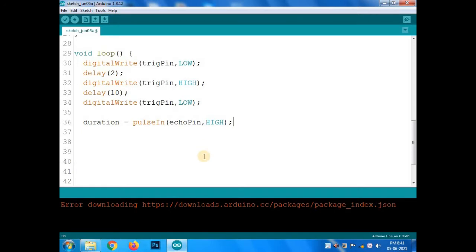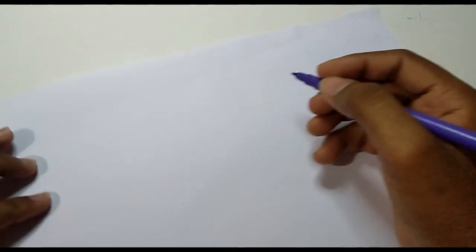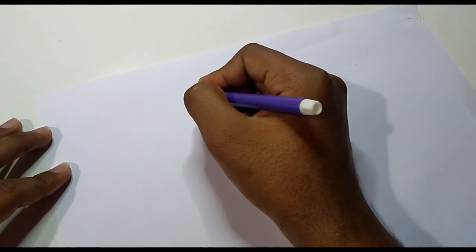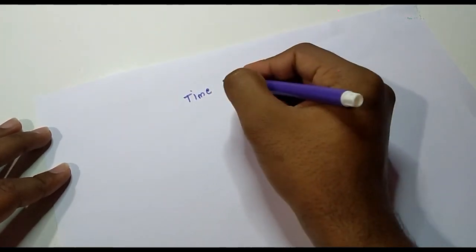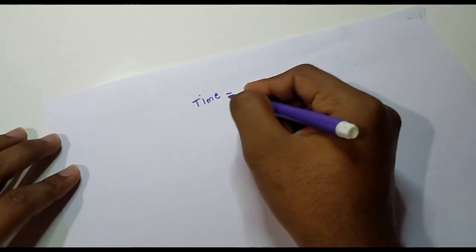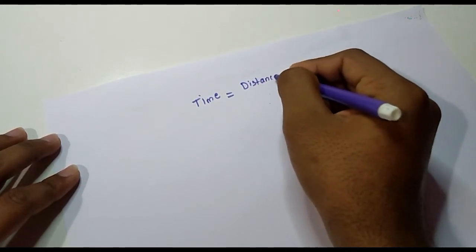Now we have to write the calculation part. I will explain with pen and paper. Let's see how to find the distance using the ultrasonic sensor. We know that the formula is time is equal to distance by speed.